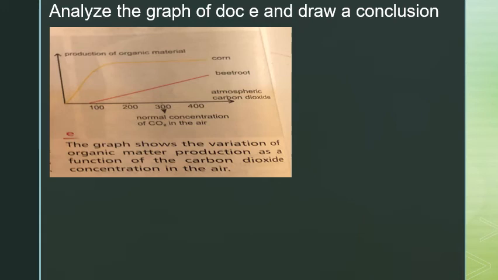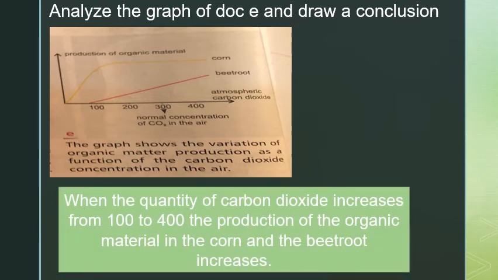It is increasing. Okay? So we only say what we are seeing in the figure. So when the quantity of carbon dioxide increases, the production of organic material is increasing also. They are both increasing. When the atmospheric carbon dioxide increases, the production of the organic material also increases. That's how we analyze a graph.